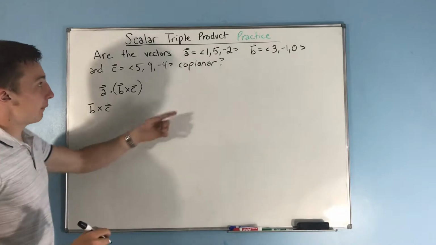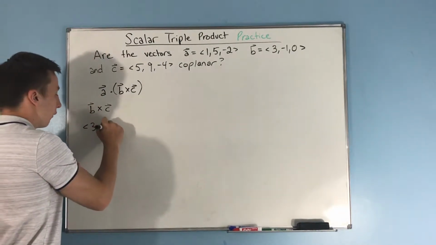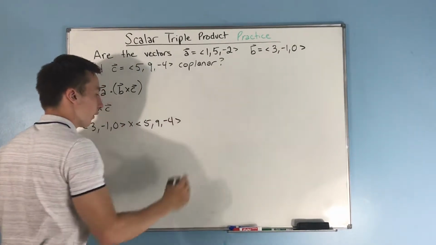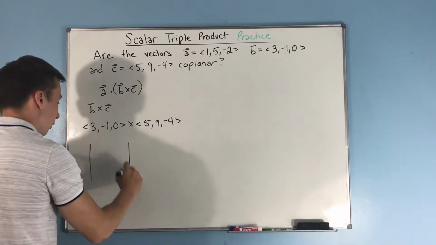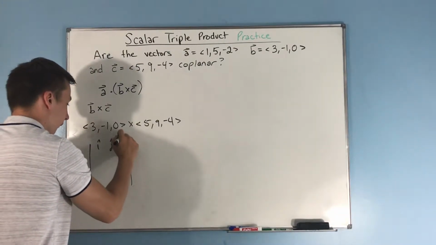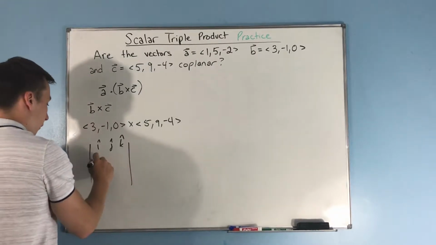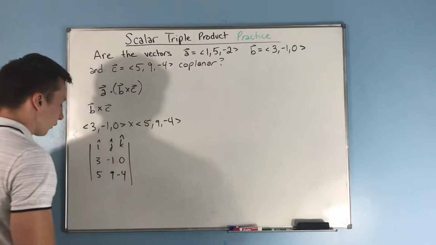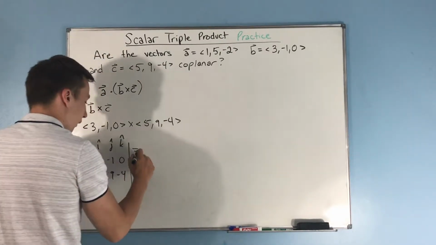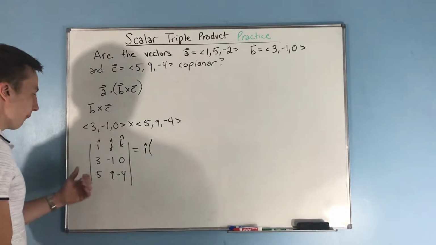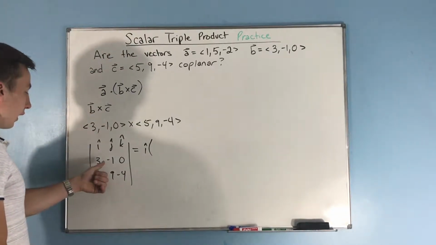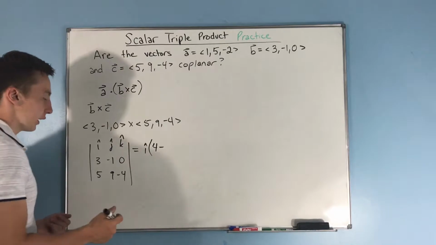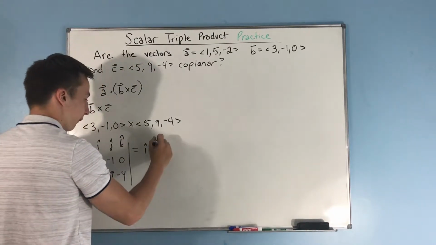B cross C is going to be <3, -1, 0> cross <5, 9, -4>. Let's find the cross product. We've got to do our 3 by 3 matrix. In our second line, we have 3, -1, 0, and in our third line we have 5, 9, -4. Let's find the determinant here. Let's start off with our i hat component. That's going to be -1 times -4 is 4, minus 9 times 0, which is just 0. So we can just say 4.